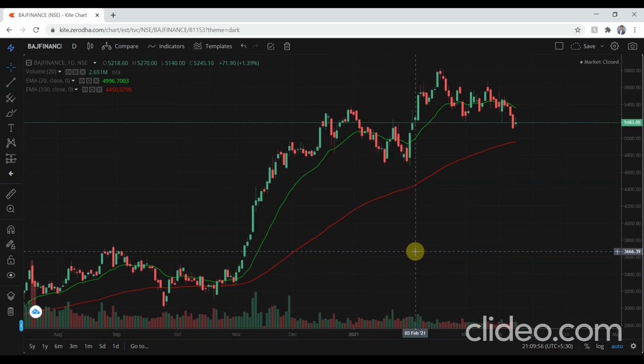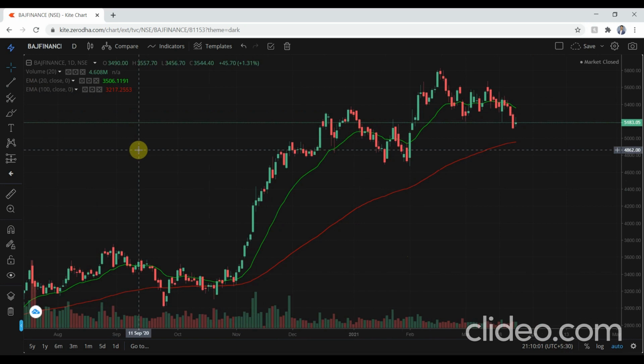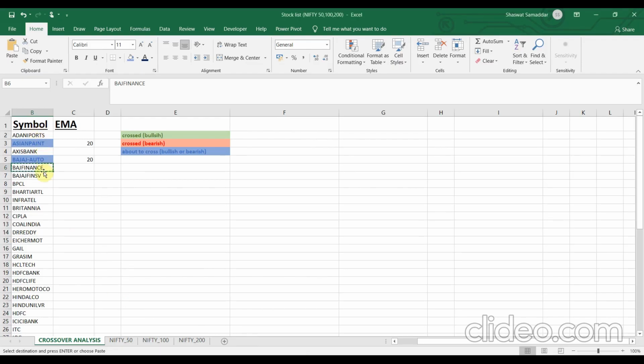Now again, it's not mandatory to color code it just like I did it. You could reverse the color code or you can apply any other colors. The color does not matter. Okay, so Bajaj Finance is not showing any signals. Next, Bajaj Finserv.